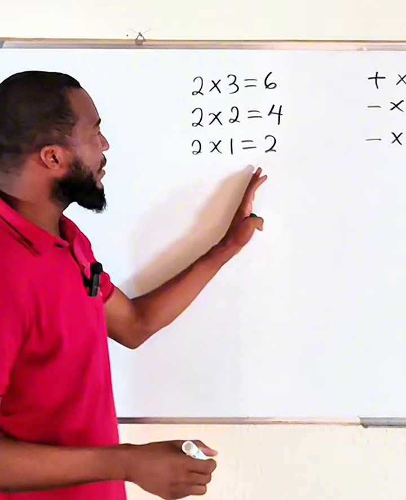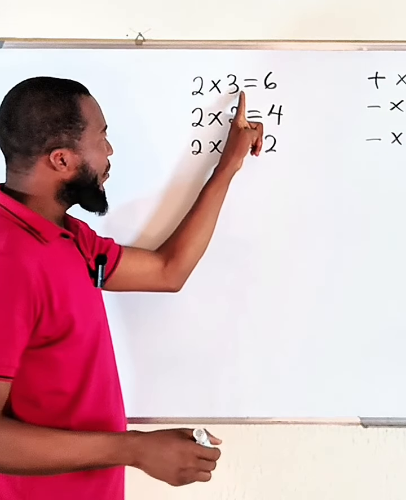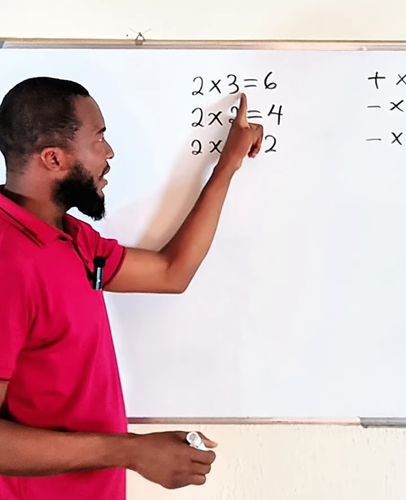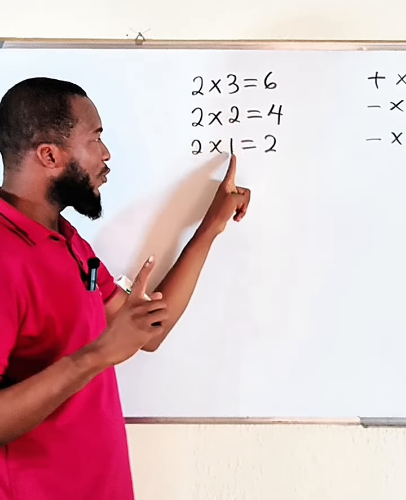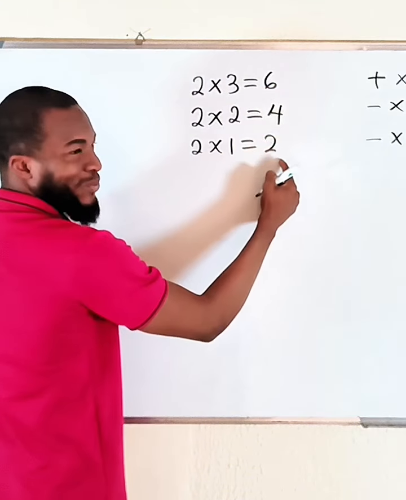Can you see the pattern? 2 is fixed, but I keep on reducing these numbers by 1. 3 down to 2, to 1. But look at this pattern. We are reducing the numbers by 2.